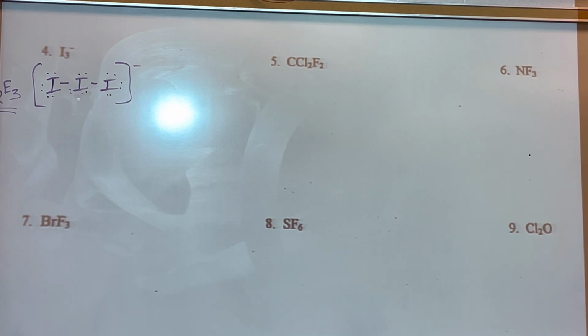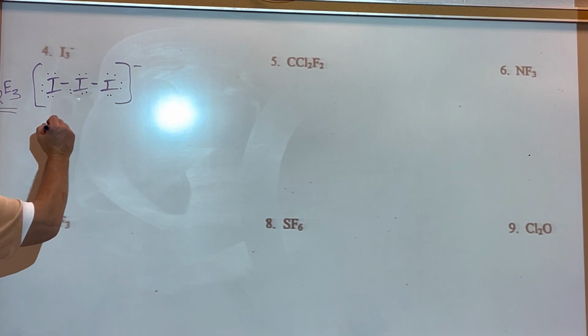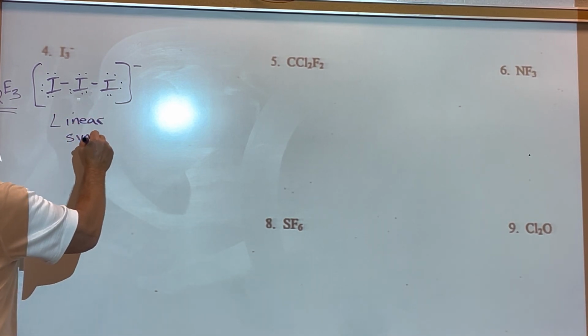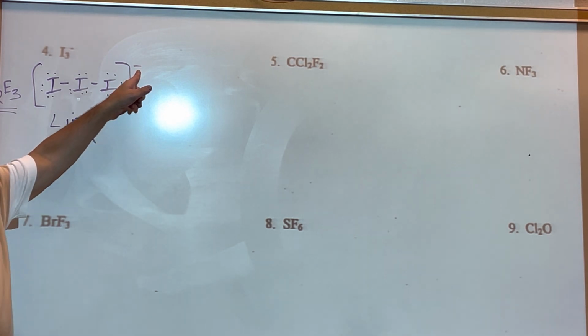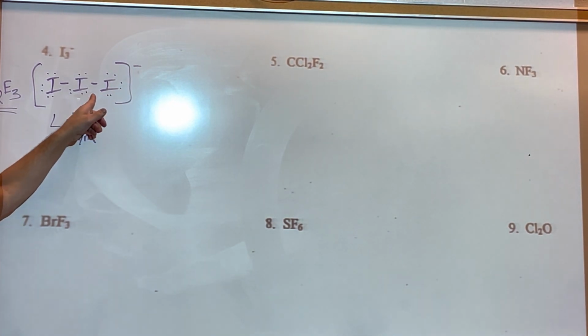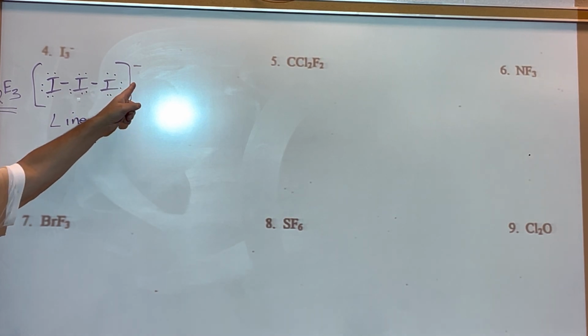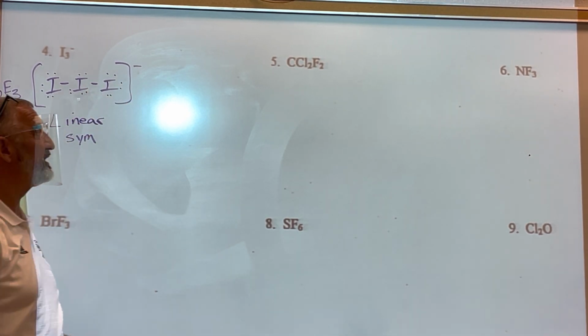It's one of the exceptions. For what? For the central atom having a lone pair. In other words, this is going to be a linear, symmetrical molecule. So if it didn't have the charge, if it was just neutral, this would be symmetrical. Even though there's a lone pair on the central atom, we would still consider this to be a nonpolar molecule because it's symmetrical. But again, it doesn't apply because it's an ion, so we just kind of go from there.